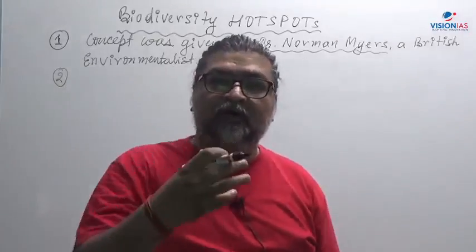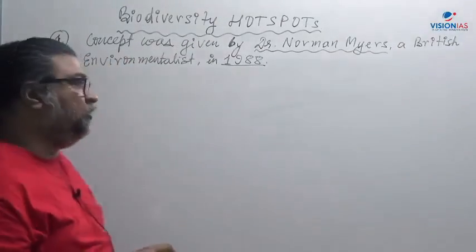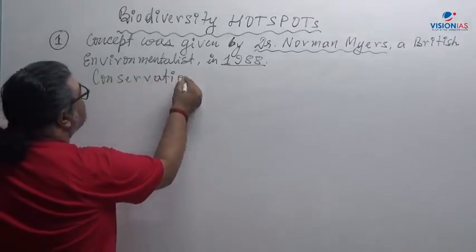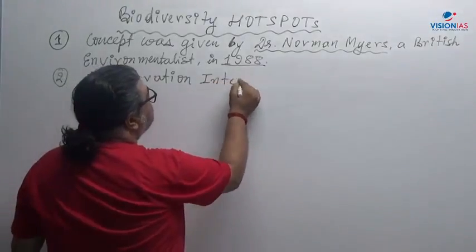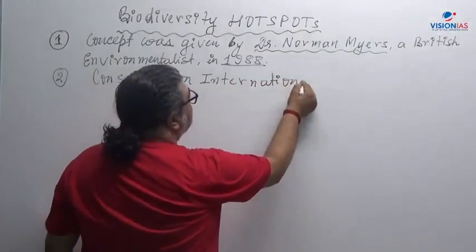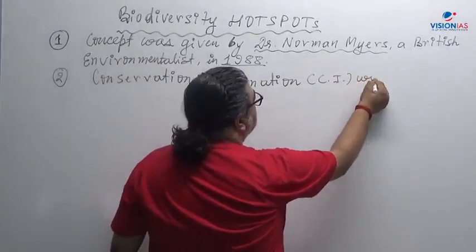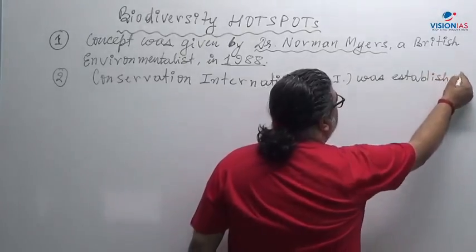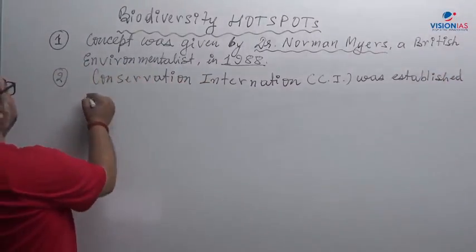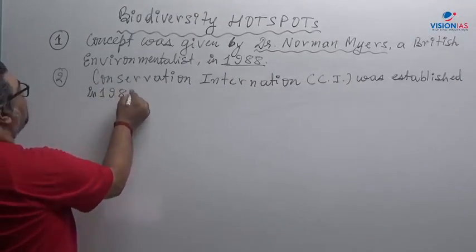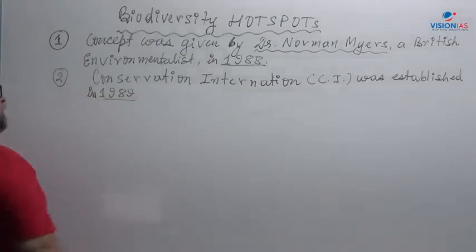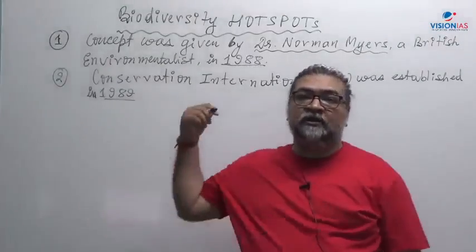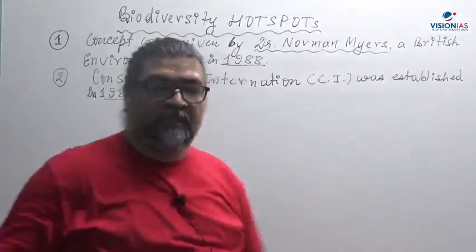To continue with the conservation of such areas, an organization was formed, called Conservation International. Sometimes in the prelims exam, you'll come across a question with respect to the environmental organization Conservation International, CI. It is a non-government organization. It was established in 1989, after Dr. Norman Myers gave the concept of hotspot. So in 1989, a non-government organization called CI, Conservation International, was set up to work in the field of hotspots, right?